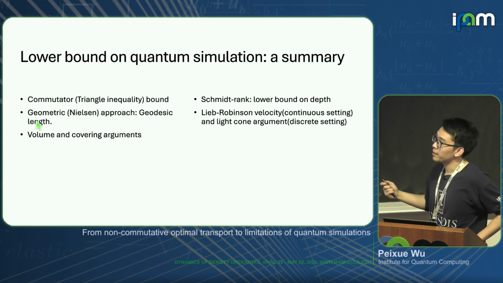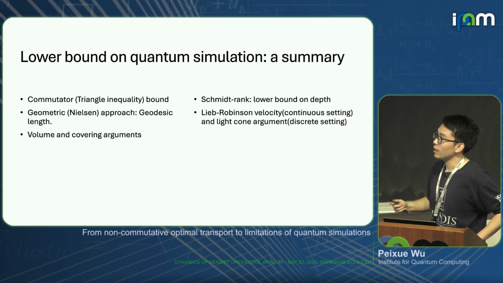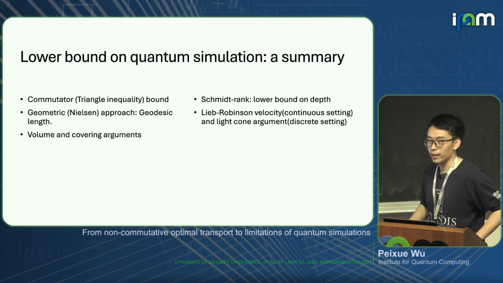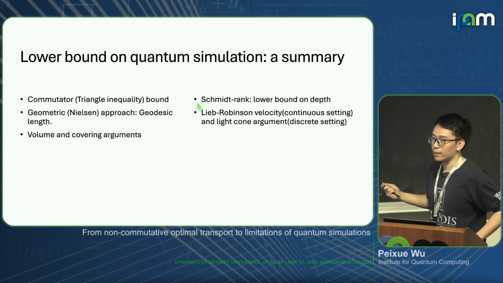The second one is more related to the coupling picture, so it's to find the geodesic distance between two states. And the third one is something called a counting argument. It only works for special cases, but it's very sharp in some cases. The second column is about lower bounds on the depth. The first is called the Schmidt rank. This is what computer scientists like.